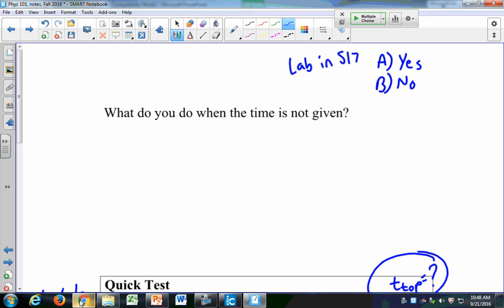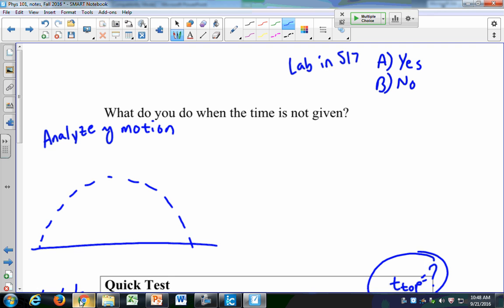So, what do you do when the time's not given? Well, when we don't have the time, we have to find the time. We've had a bunch of problems where we're determining the time. What is it that we almost always analyze to get the time? The y motion, almost always. So we can analyze the y motion to find the time in a couple different ways.